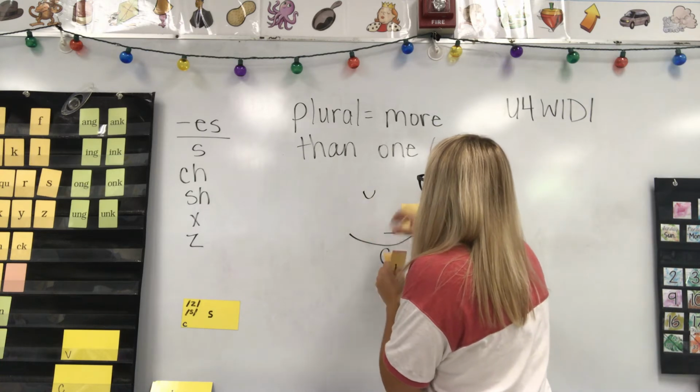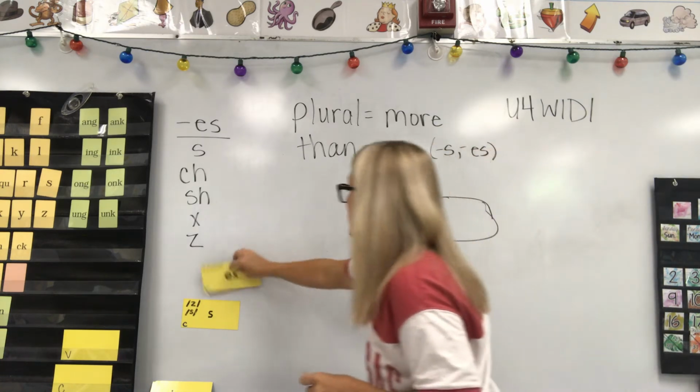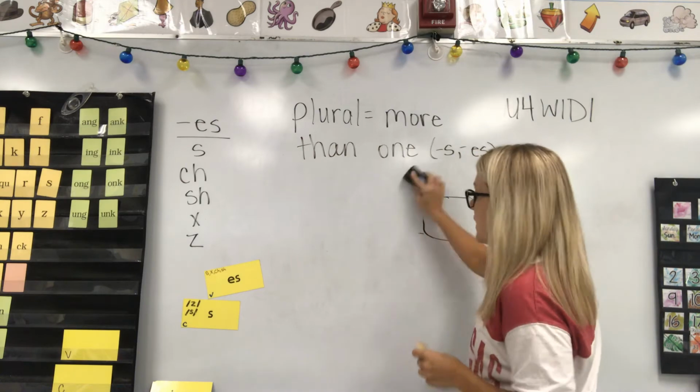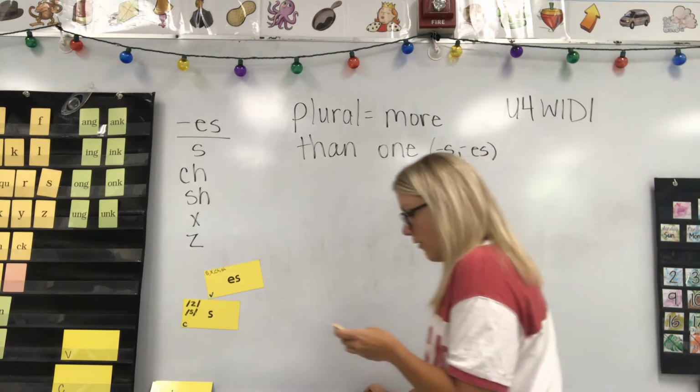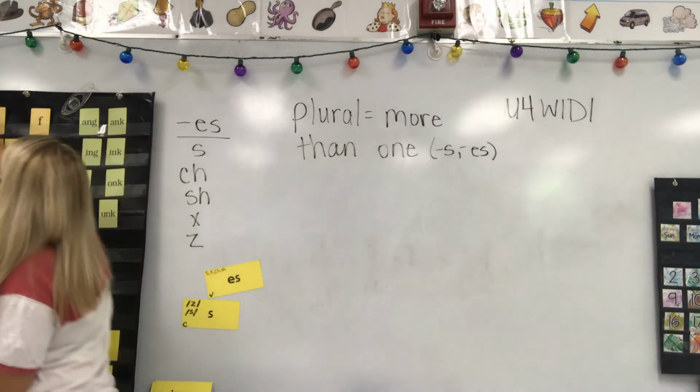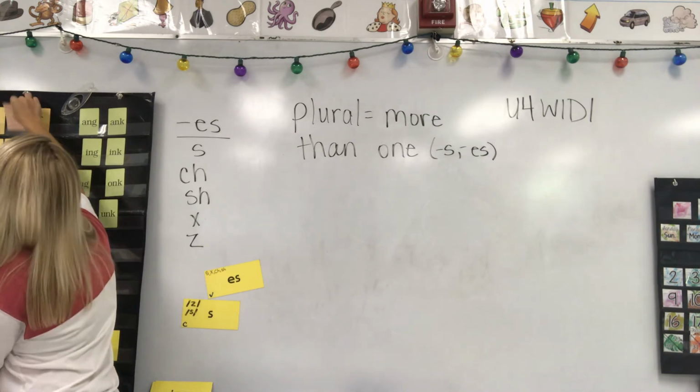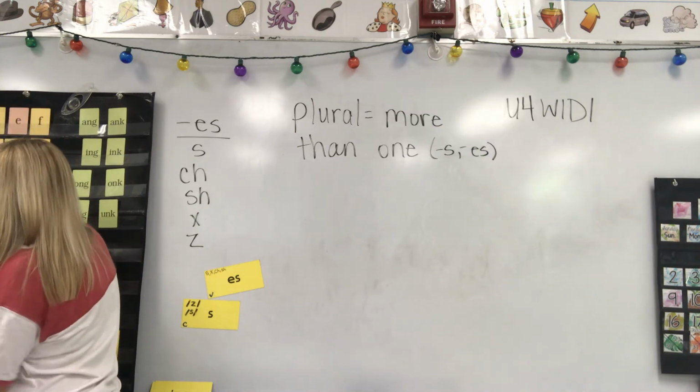Okay, so we're going to move on to some other things. So those are suffixes S and ES. Now I'm going to explain to you why you need your yellow tiles.